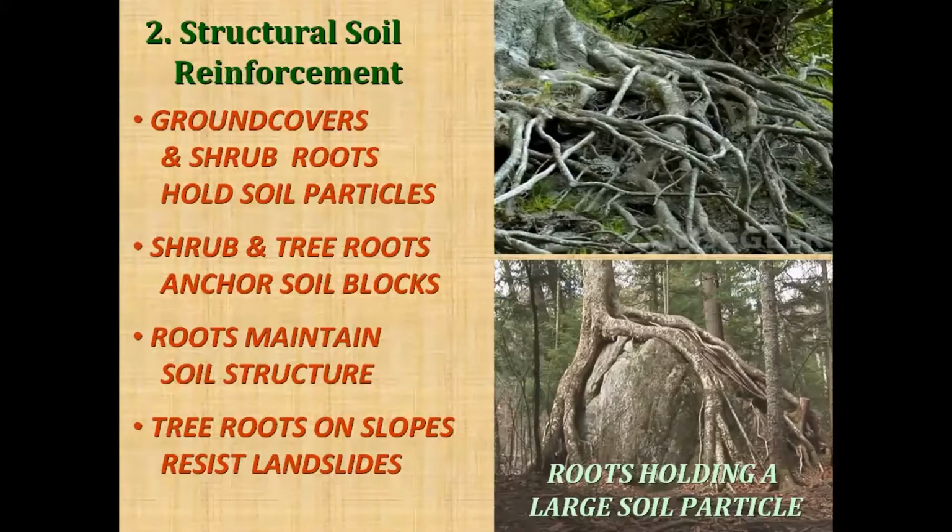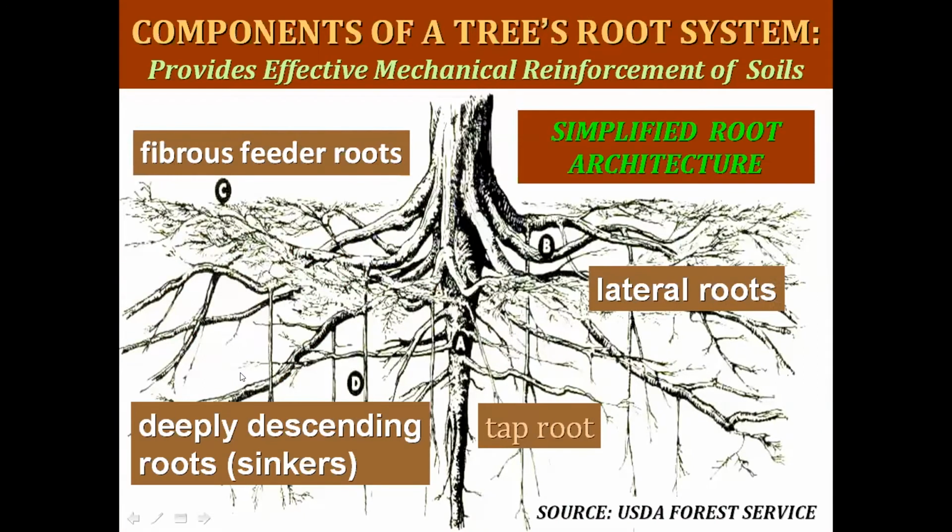The other way that vegetation helps to maintain slopes is through structural soil reinforcement. We're going to talk a little bit about that. Ground covers and shrub roots hold the soil particles. Shrub and tree roots anchor soil blocks that might otherwise fail through gravity and create landslides. Roots maintain the soil structure, which allows water to be held, rather than an impervious surface where it just goes off and becomes stormwater. So here's a very simplified root architecture illustration.